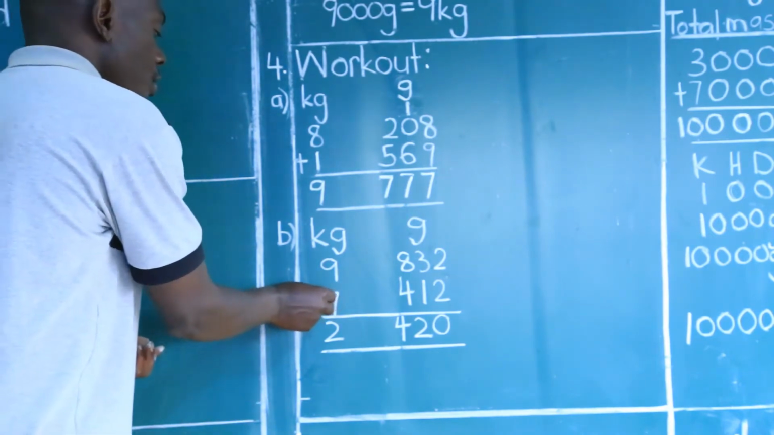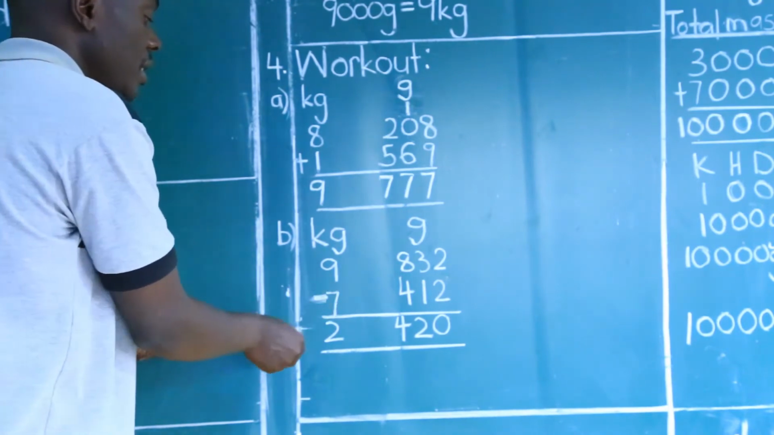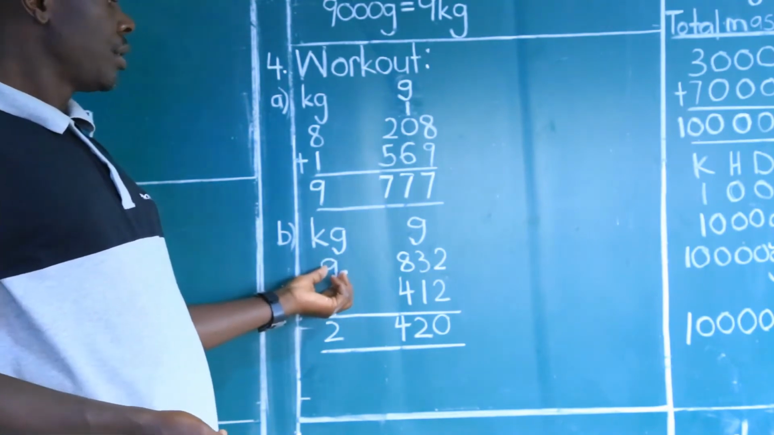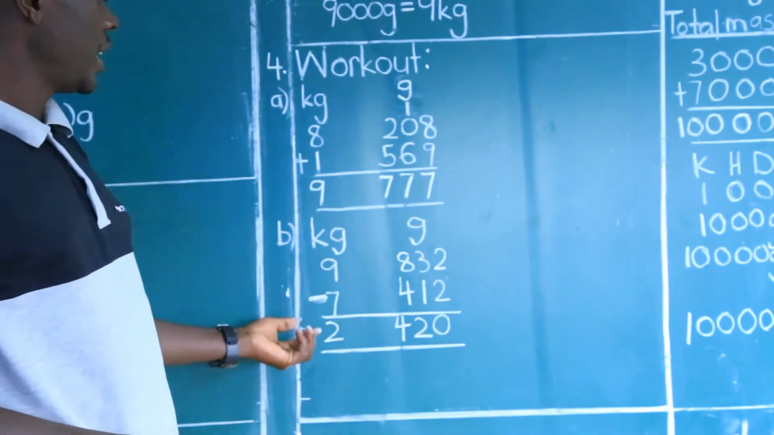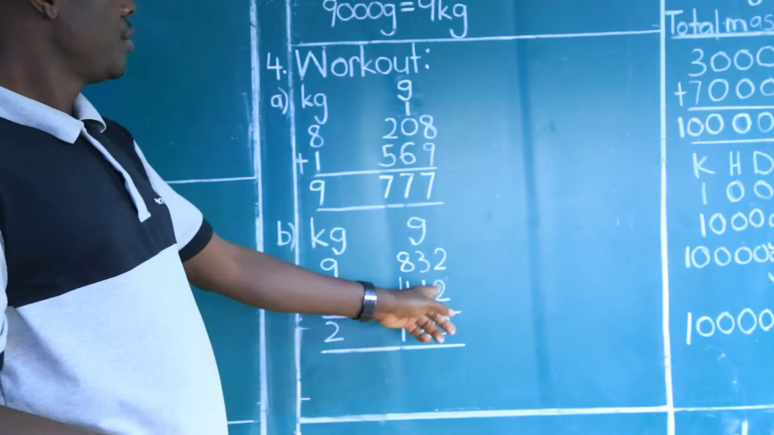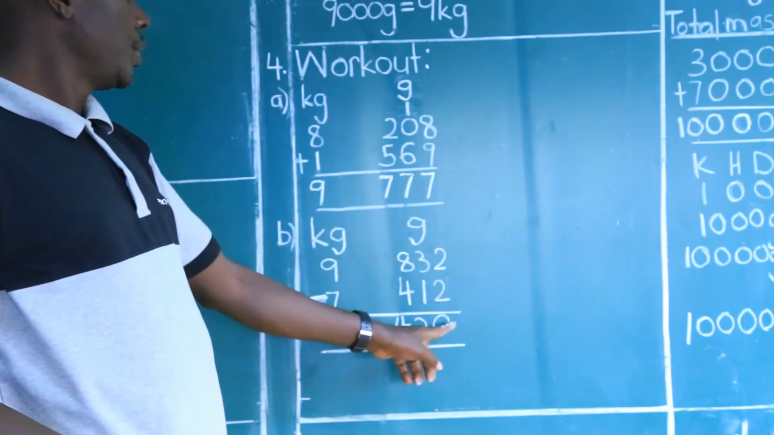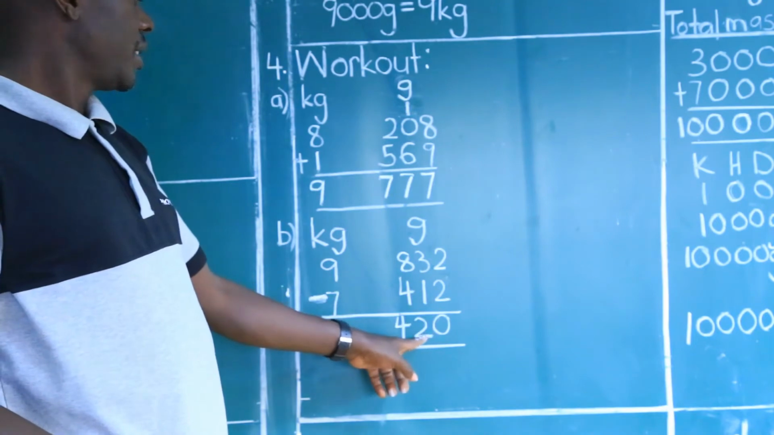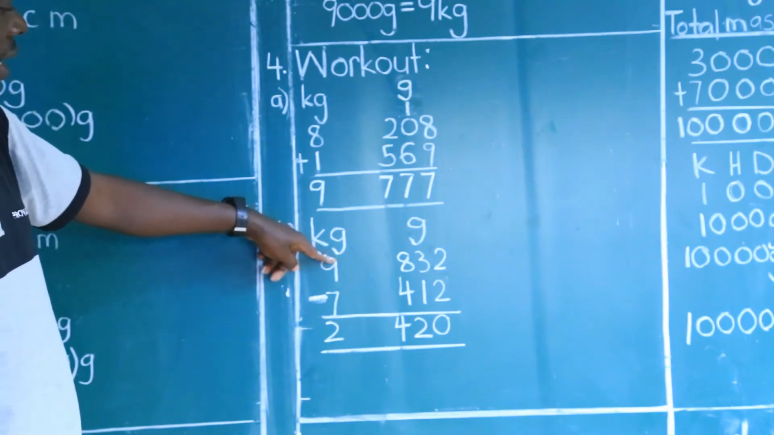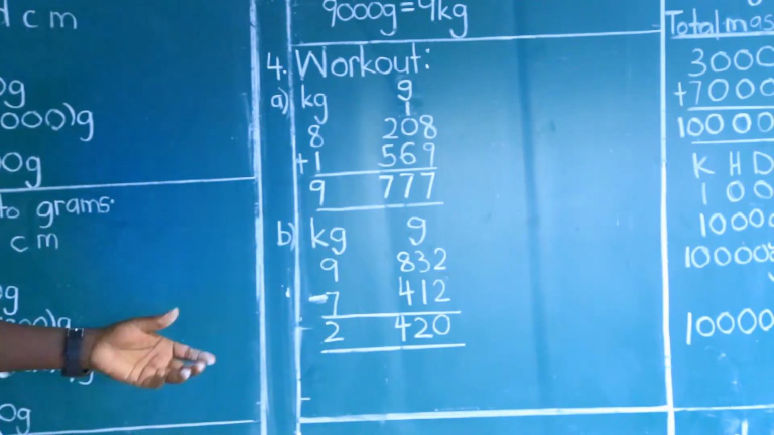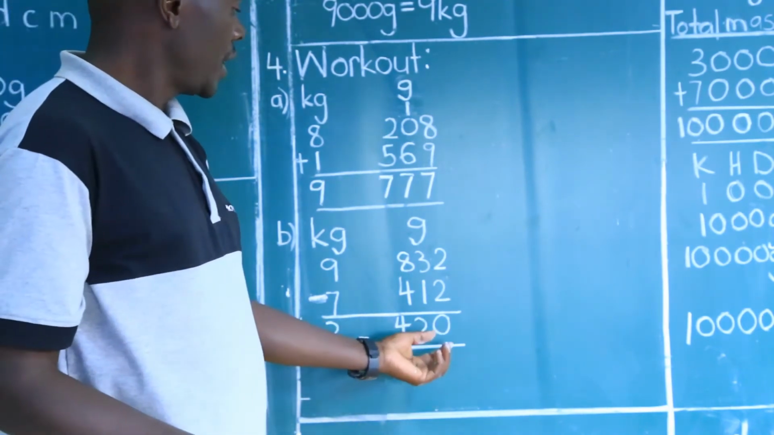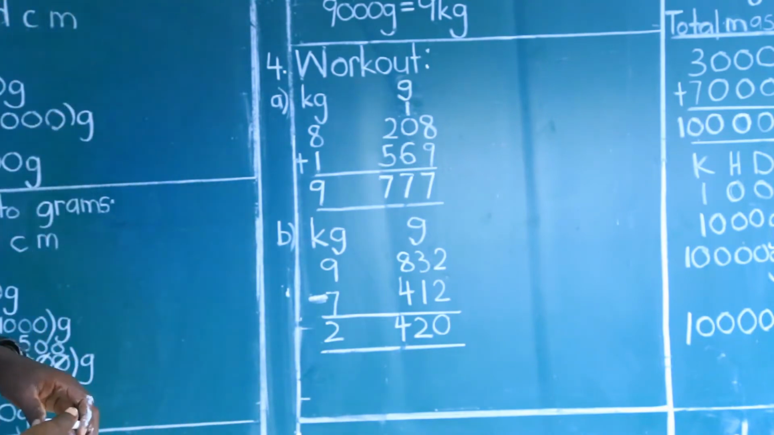Likewise, you can be told to subtract kilograms and grams. Still, you subtract normally. So I've got 9 kilograms, 832 grams, minus 7 kilograms, 412 grams. So still we start from this side. 2 minus 2, you get 0. 3 minus 1 is a 2. 8 minus 4, you get 4. And then 9 minus 7, you get 2. So as easy as that, the answer is 2 kilograms, 420 grams.